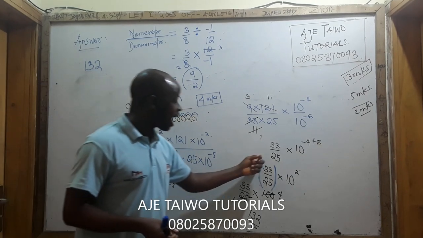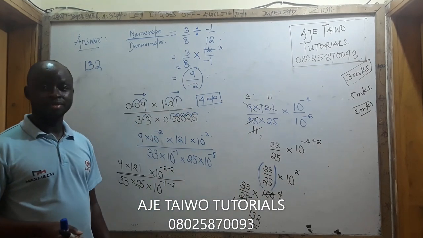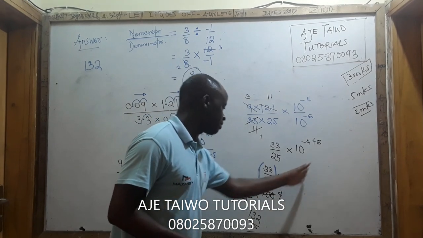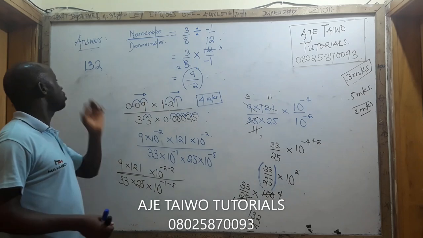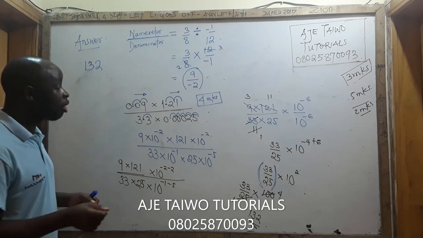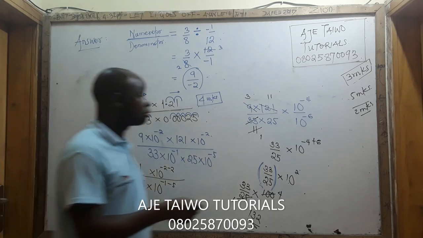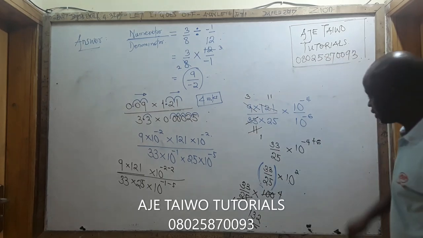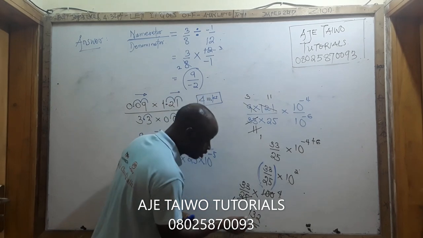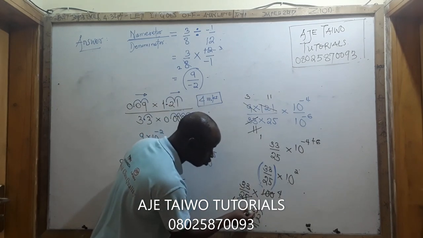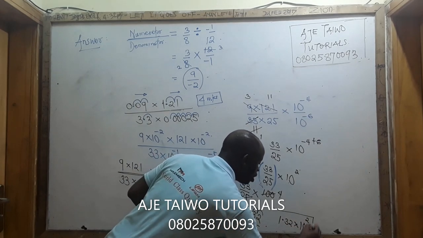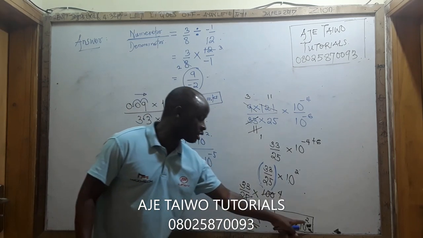Because this is where everybody will miss it. They just say this over this, they will press 1.32 times 10 raised to 2, and you are wrong. You were told to leave your answer in what? In standard form. See the board. You got 132. 132 is the same thing as 1.32 times 10 raised to 2. See how I got my 1.32 times 10 raised to 2.